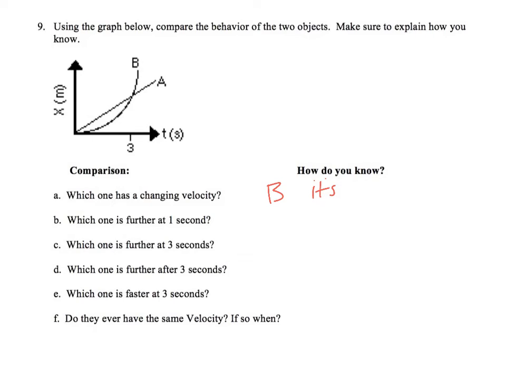It's a what? It's a curve, right? The slope changing slope. That's key, okay? You know B has to have a changing velocity because it has a changing slope.